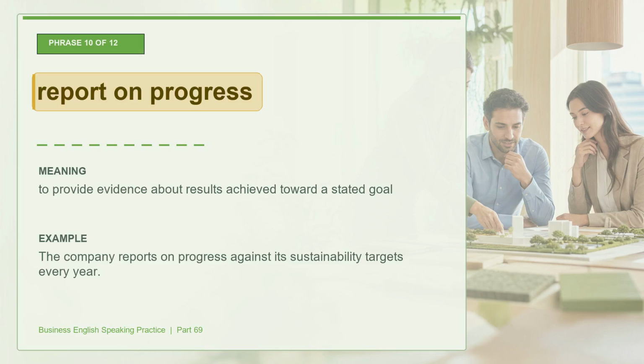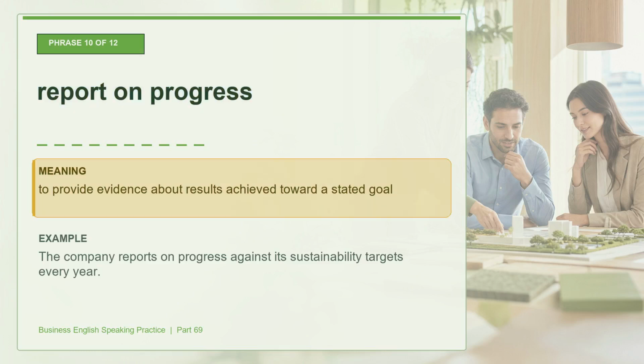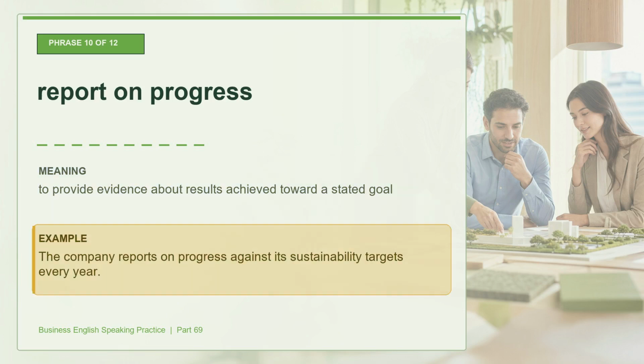Phrase 10. Report on progress. Meaning: to provide evidence about results achieved toward a stated goal. Example: the company reports on progress against its sustainability targets every year.